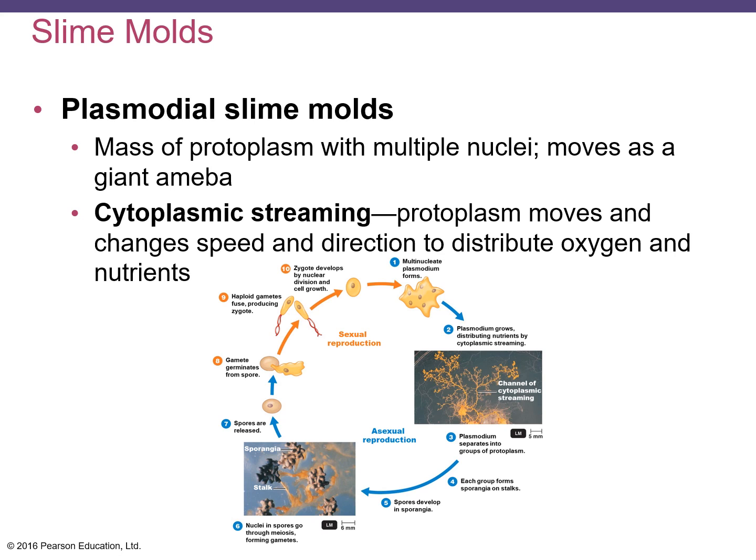When either is in short supply, the plasmodium separates into many groups of protoplasm. Each of these groups forms a stalked sporangium, in which haploid spores, a resistant resting form of the slime mold, develop. When conditions improve, these spores germinate, fuse to form diploid cells, and develop into a multinucleated plasmodium.